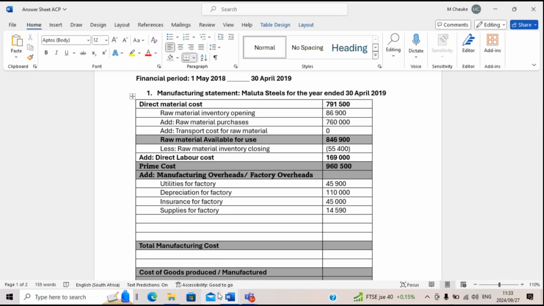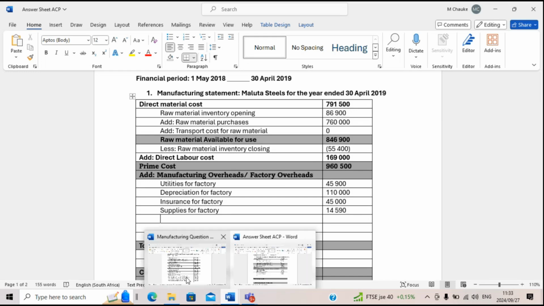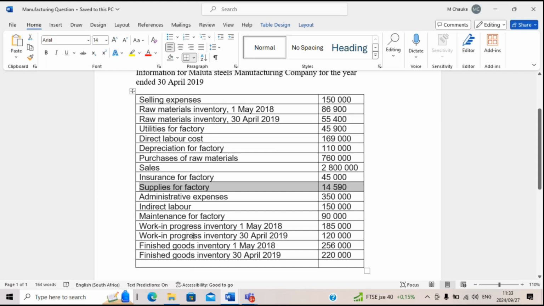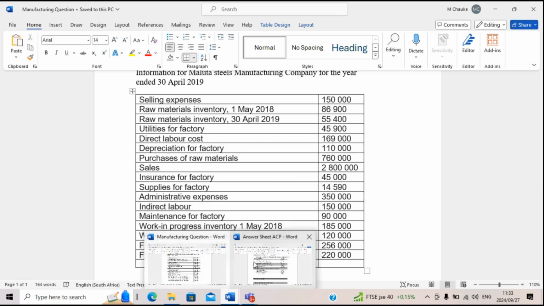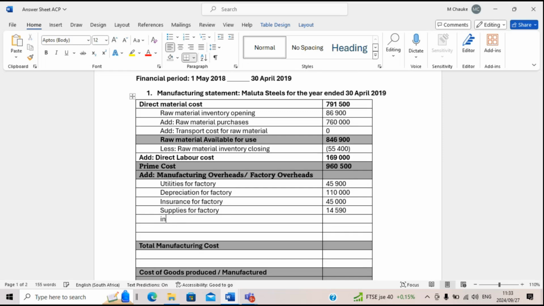And then let's check another factory overhead. Another factory overhead is our indirect labor. Our indirect labor is 150,000. Indirect labor, 150,000. And then let's check for another one.